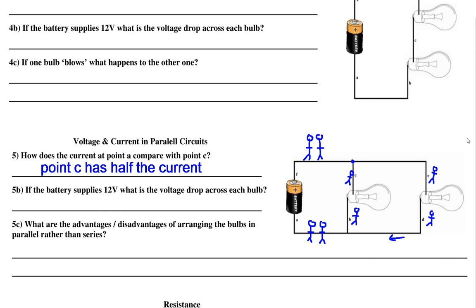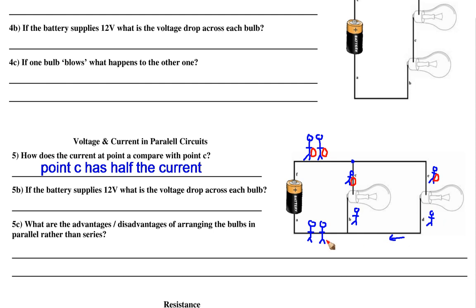Now, if the battery supplies 12 volts, so we're imagining again that each of these guys here have a nice big bag, let's say that's got 12 volts of energy in it, they're carrying 12 volts of energy, what is the voltage drop across each of these bulbs? Well, because each of these electrons, as they go through this bulb, they're not going to go through the other one. So each bulb receives the full voltage. We get the full 12 volts that the electrons are carrying being lost here, and these ones are carrying 12 volts. They lose the full 12 volts as they go through this bulb too.